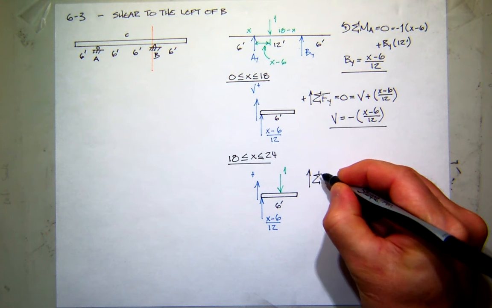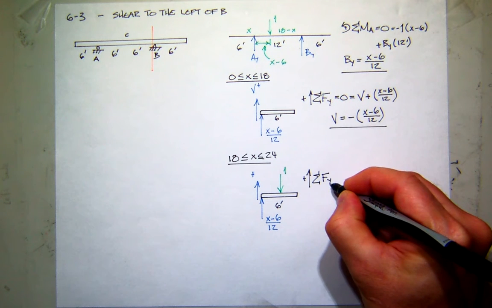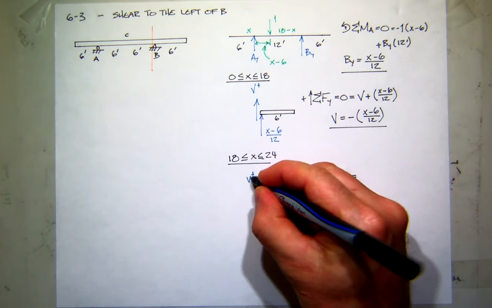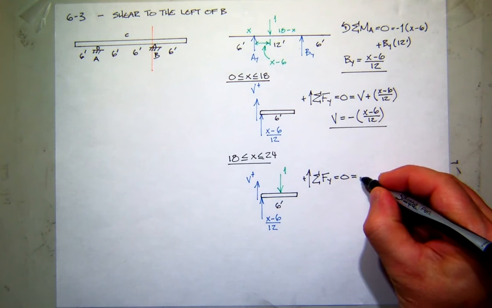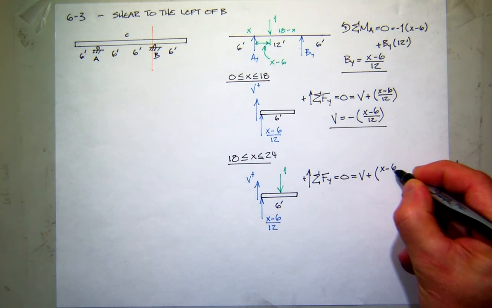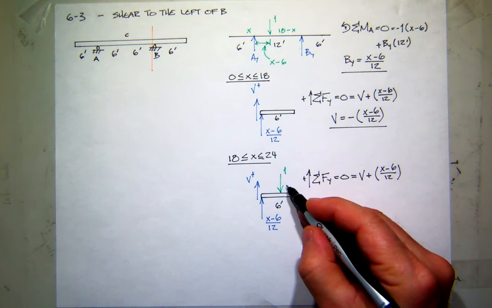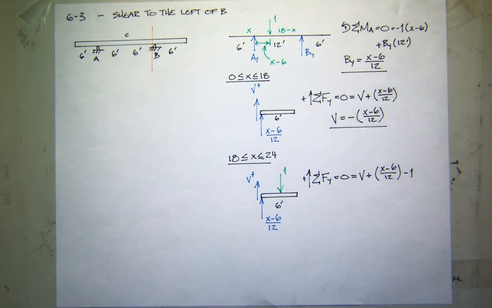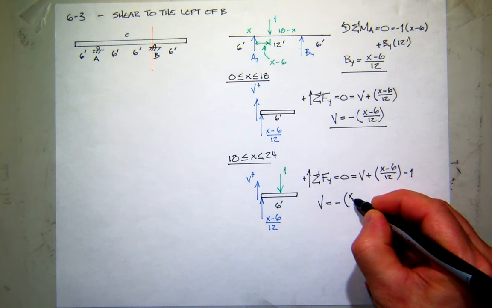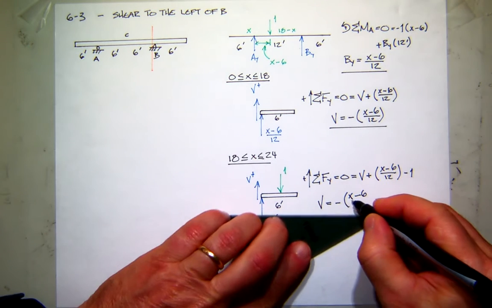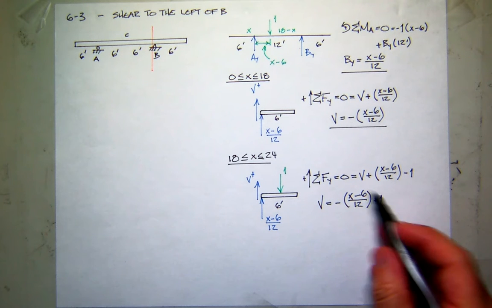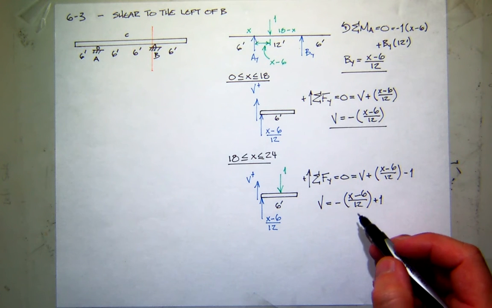So I'm going to sum forces in the y direction, assume up is positive. I got a little sloppy there, that's shear. So we'll have our positive shear acting up. My reaction is also acting up, that's x minus 6 over 12. And now I have my 1 down. So my shear will be equal to minus x minus 6 over 12 plus 1. And you can wiggle this around if you want to and make it a little nicer.